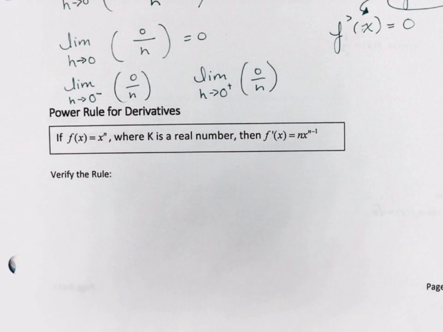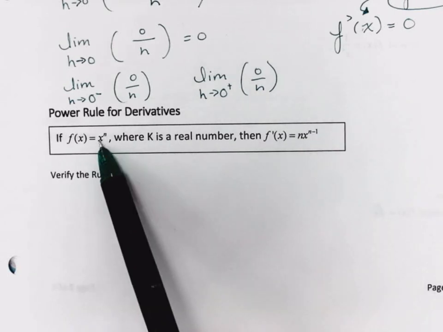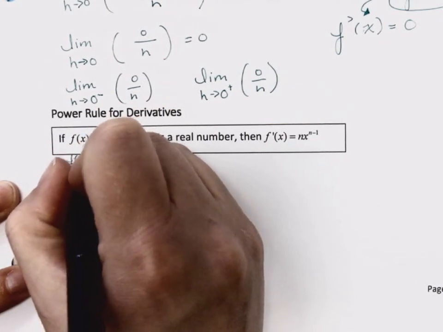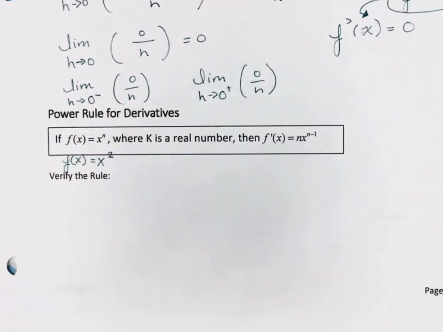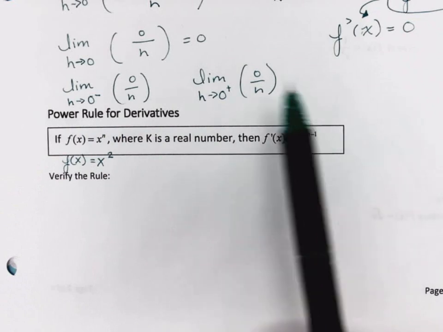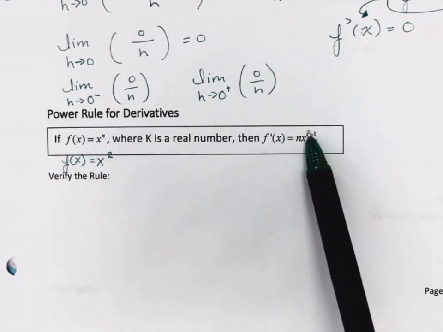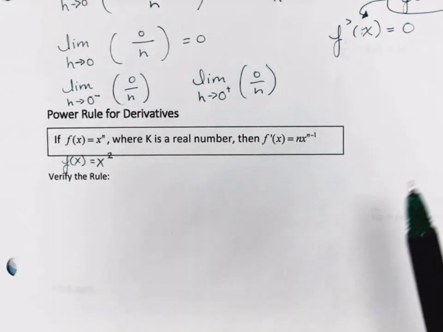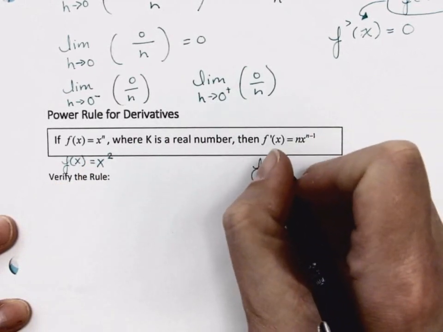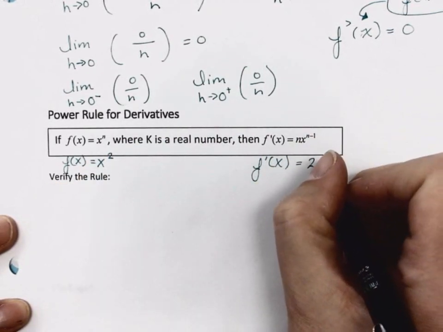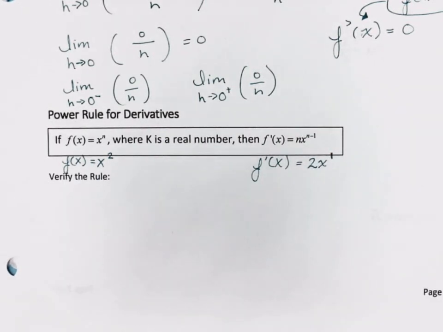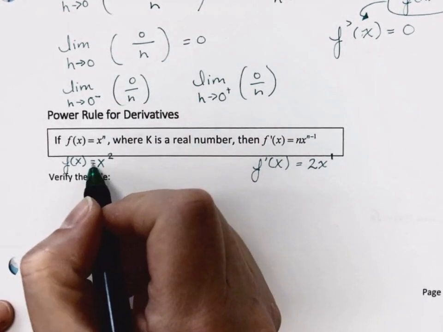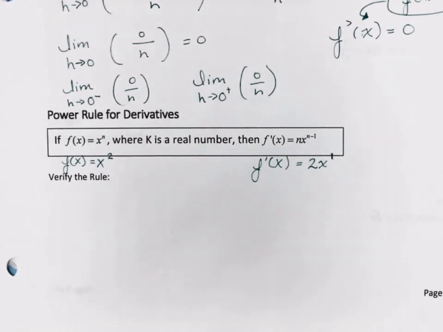Okay, power rule for derivatives. With the power rule, if I have a function, let's say x squared, the original exponent gets pulled out in front, and then you reduce the exponent by 1. So that's what they're telling us. The derivative, the f prime, would be 2x to the exponent 1. So that 2 gets pulled out front, and then you subtract 1 from the exponent.